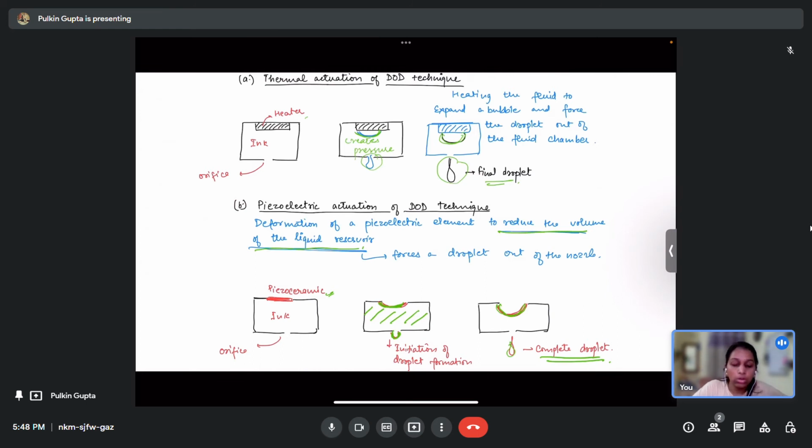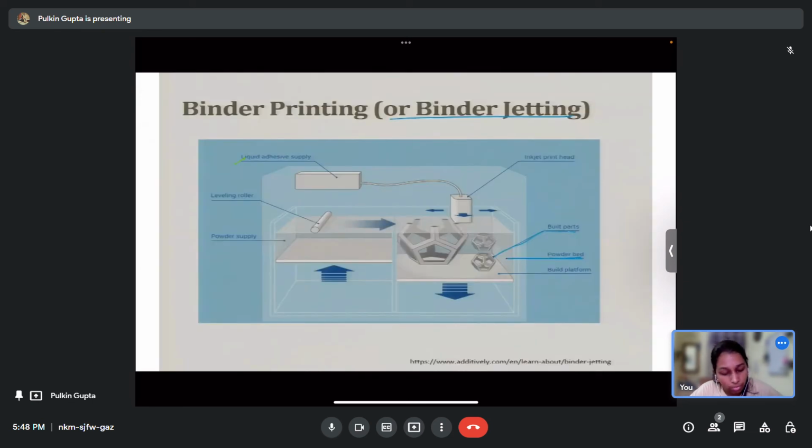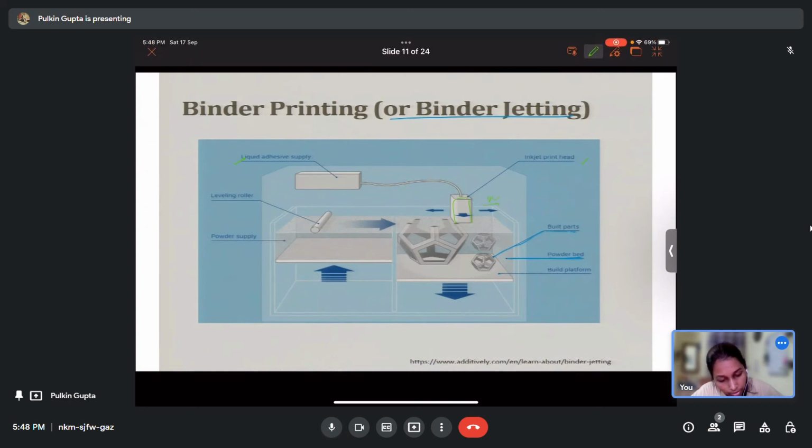Now we saw some other techniques also at the end of the first lecture. There was binder jetting. This is a more 3D view of the schematic that we had seen in the first lecture. This is the liquid adhesive supply. This is the inkjet print head, and this shows the motion in different directions. This is X, this you can say is Y, and this up and down movement is Z, in which this build platform is moving. This is the powder bed, where this is the powder supply, and this is a leveling roller. When one layer is printed, this is lowered, the powder supply chamber is moved up, and a layer of powder is spread using this roller. Then this inkjet head jets out binder droplets, and there can be multiple heads.